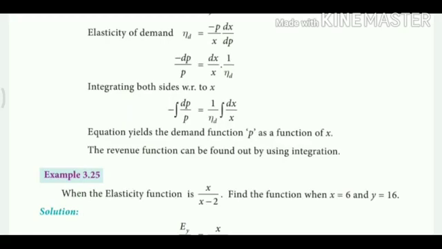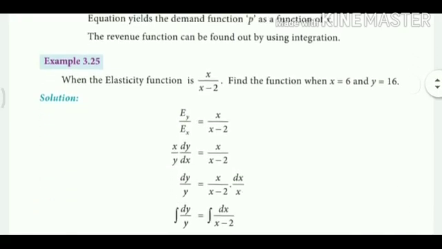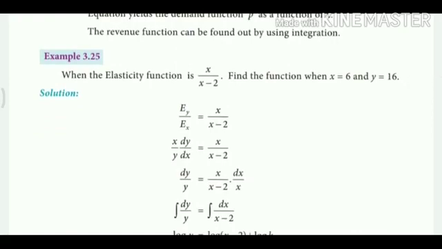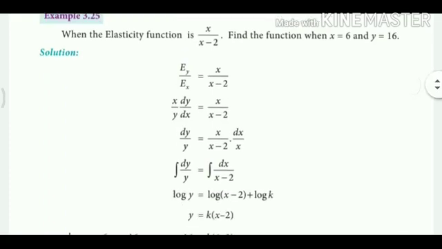We are going to see example 3.25 using this elasticity of function. When the elasticity of function is x by x minus 2, find the function when x equal to 6 and y equal to 16. Here x and y are given. So we are going to find the elasticity of demand using the above formula. Here Ey by Ex equal to x by x minus 2. It is given in the question, that is, the elasticity function is x by x minus 2.